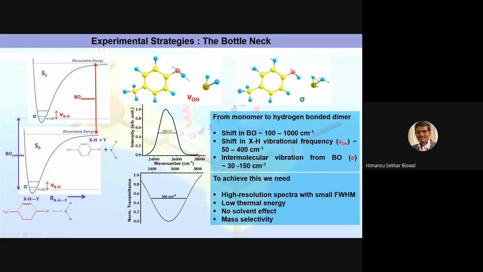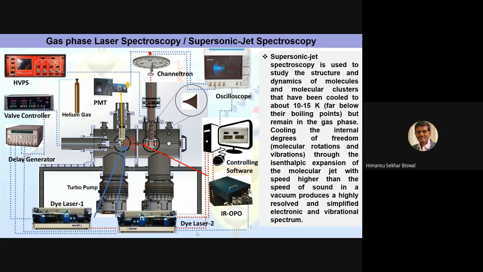You should have mass selectivity. I have to select the mass of the monomer, and I have to select the mass of the dimer. Then I can record the ion spectroscopy. These are the things I have to do. For that, there is no commercial equipment available. You have to build your own equipment. This is what our equipment looks like.